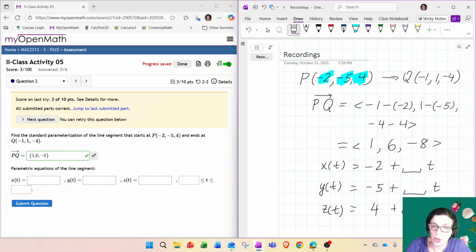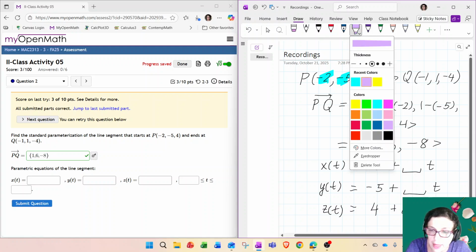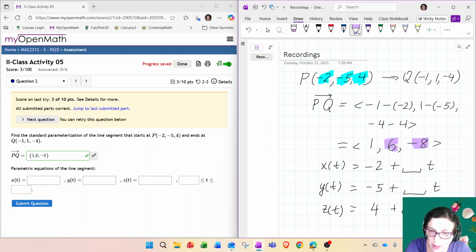Okay, what works is substituting the components that we got from vector PQ that connects P and Q. Those are the numbers that would go in the blanks over here. And you should always check that. If you substitute t equal 1, do you get point Q? Well, -2 plus 1 is at -1? Yes. -5 plus 6 is at 1? Yes. 4 minus 8 is at -4? Absolutely. So this is correct.